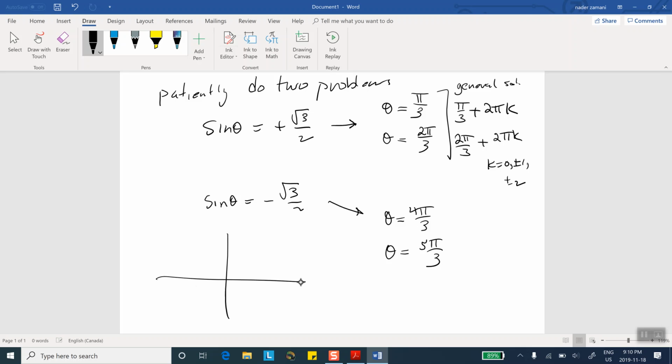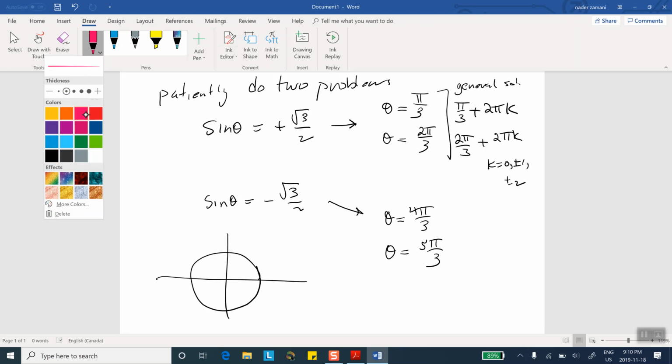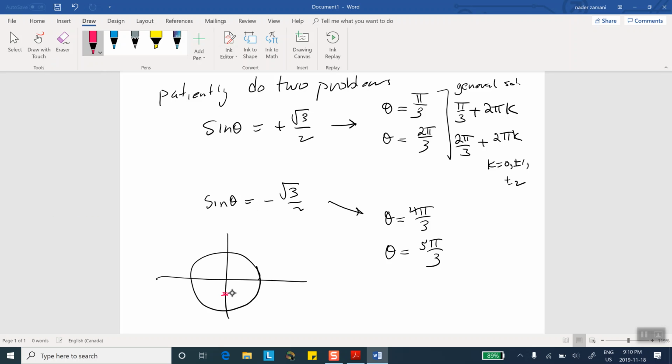Okay, let's go to the trig circle. It looks like this, right? And we want sine to be minus root 3 over 2. So, perhaps somewhere down here, minus root 3 over 2. So one angle is this. This is one angle, which is your 4 pi over 3. The other angle is this, okay, which is 5 pi over 3.